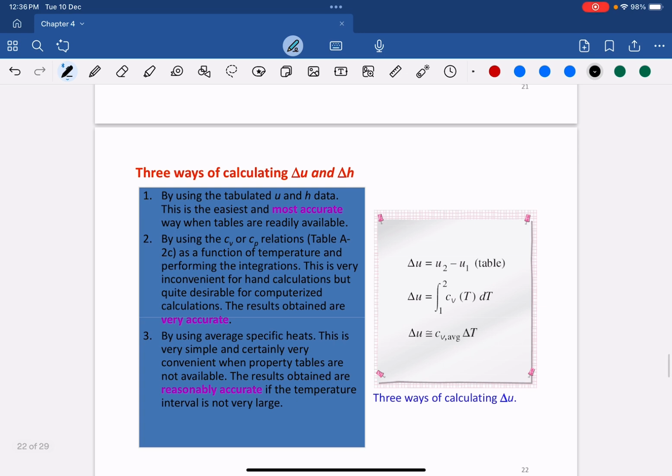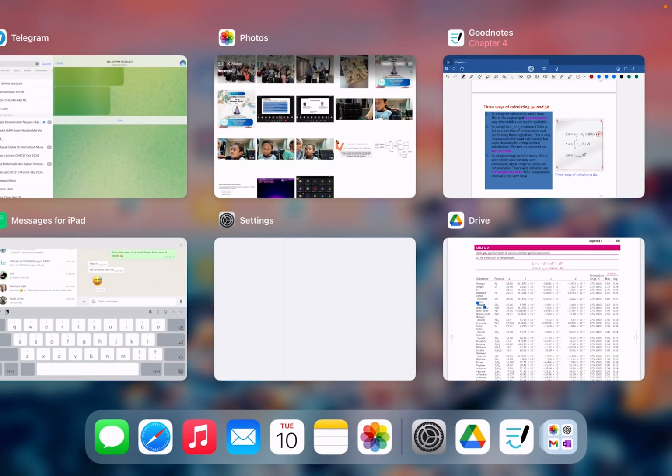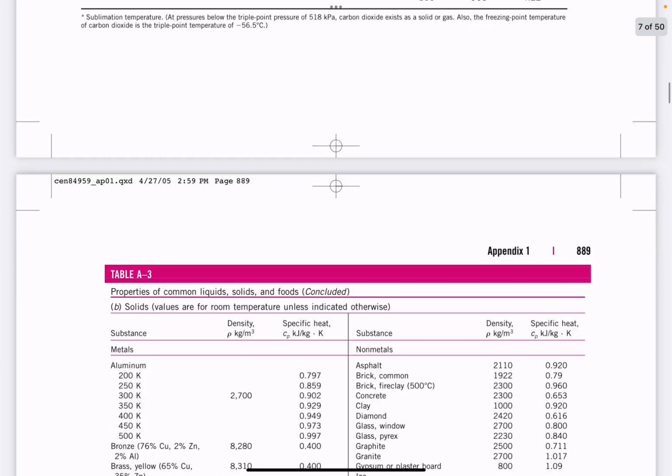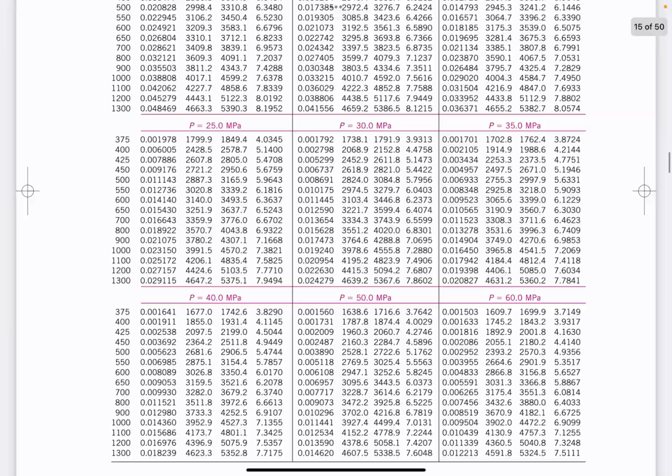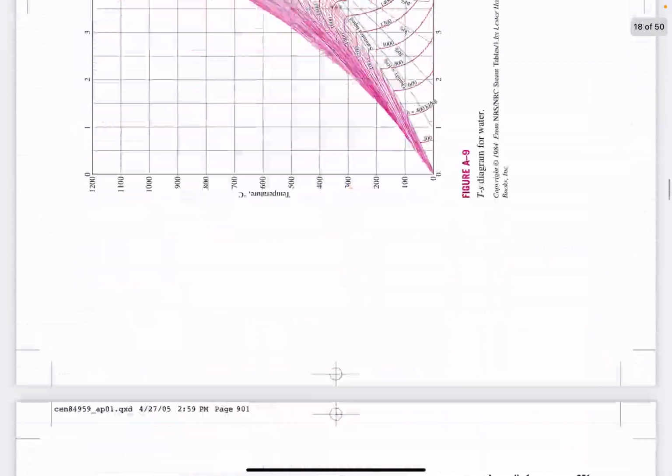There are three ways of calculating the change of internal energy and the change of enthalpy. The first one is using a table, meaning if you have the internal energy or enthalpy values for gases in the table, you can take them directly. For example, you have table A17. I'll show you. Table A17 is the property table for some gases. Sorry, A17.